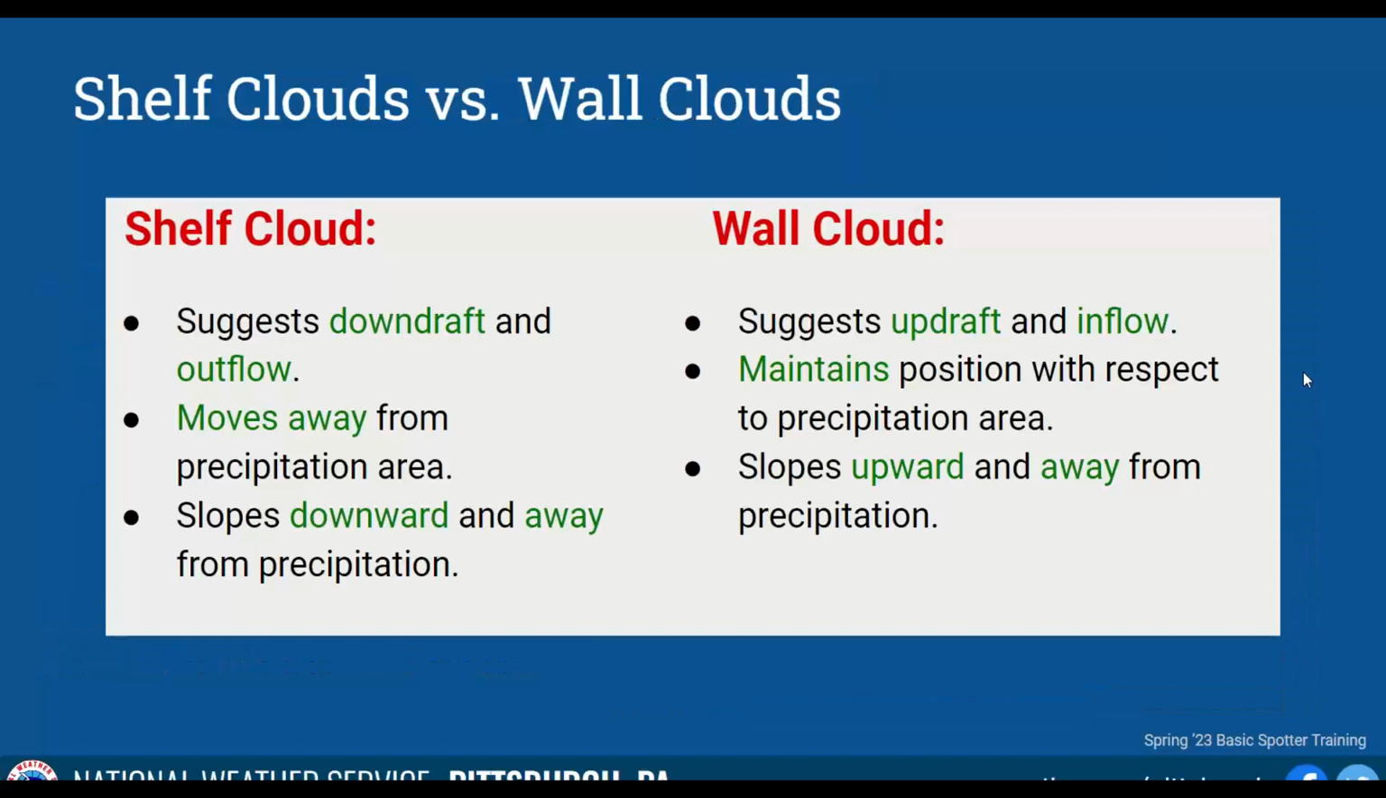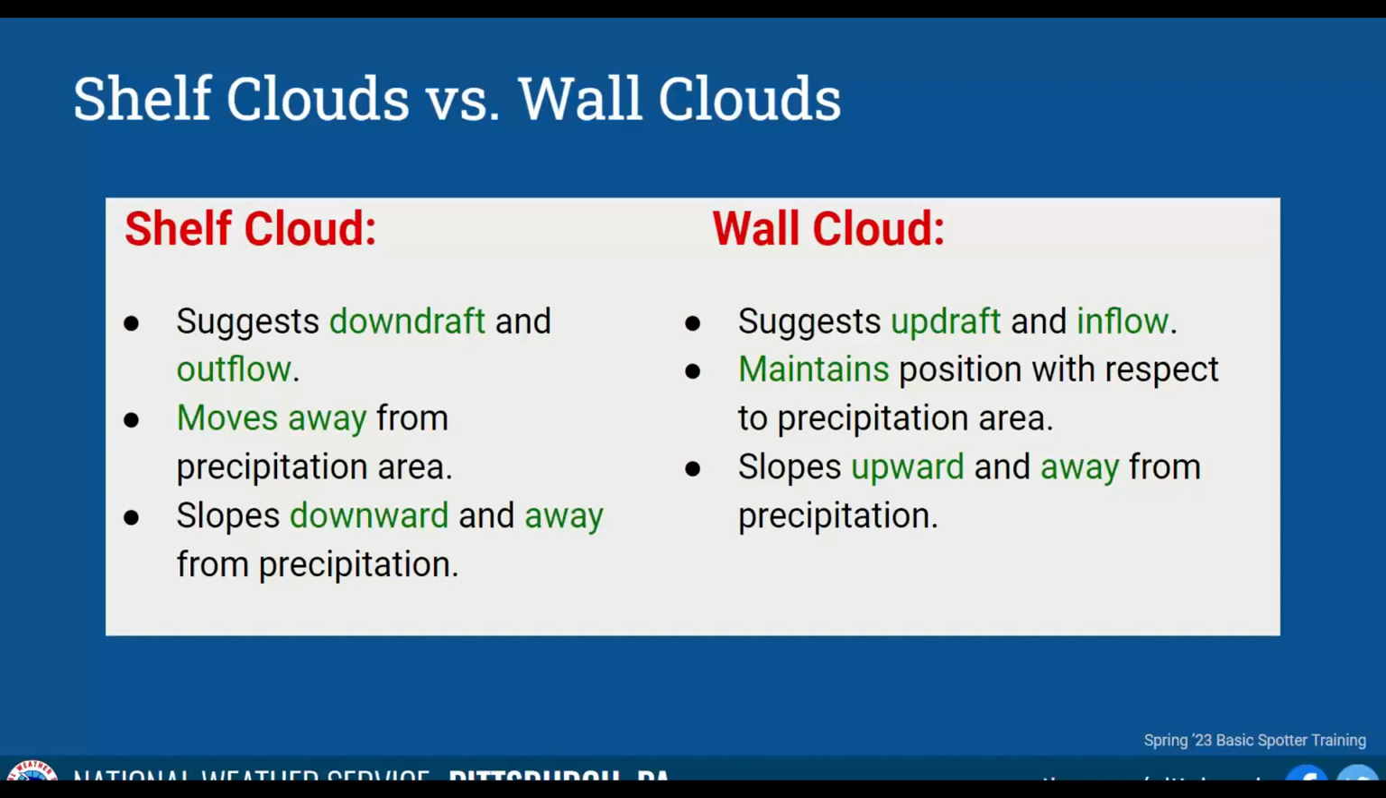So again, what we want to note here, harkening back to the tornado aspect, is that there's differences between a shelf cloud and a wall cloud because they also lend to different potential weather hazards. A shelf cloud suggests that you're seeing a downdraft and an outflow. The downdraft has created this cold air, and that outflow from that storm is creating a gusty wind, creating a shelf cloud because of the interaction between that and the updraft air.